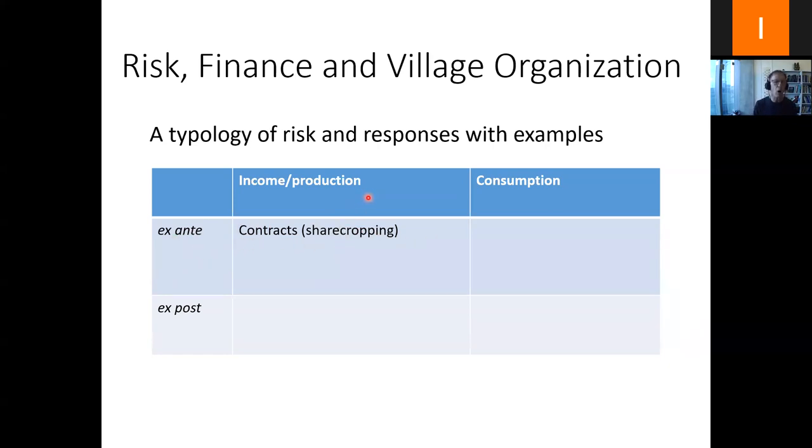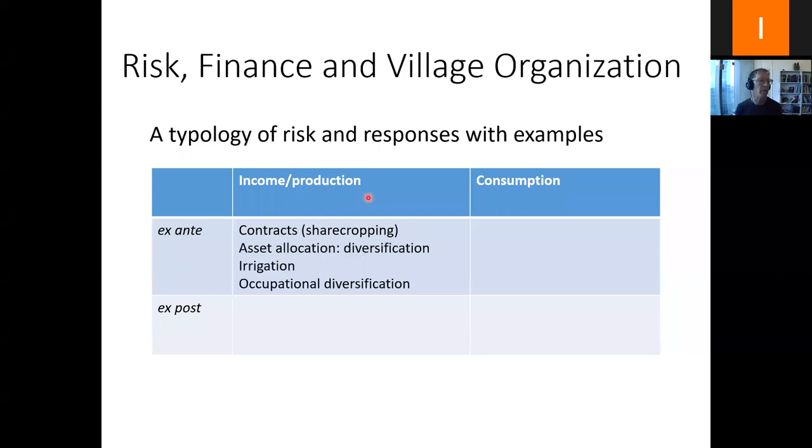And it's on the income or production side of the tenant's life. There's lots of other activities in this same category. For example, your asset allocation, diversification. It's an ex ante way of addressing the possibility of bad outcomes, of risk. Irrigation: one of the consequences of irrigation is it helps separate your production from rainfall fluctuations.